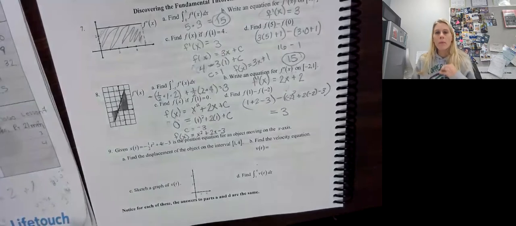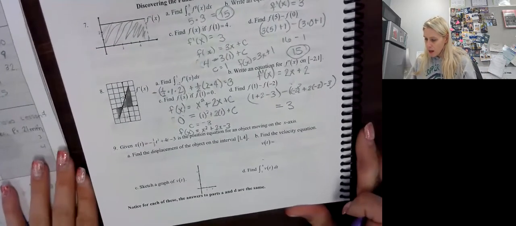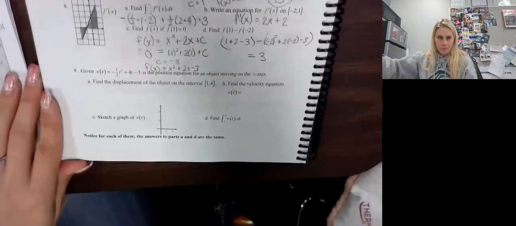Okay, so we are able to find the area under the curve by taking the integral and plugging in our lower boundary and our upper boundary. Specifically, our upper boundary minus our lower boundary. All right, let's see what else we can do here.